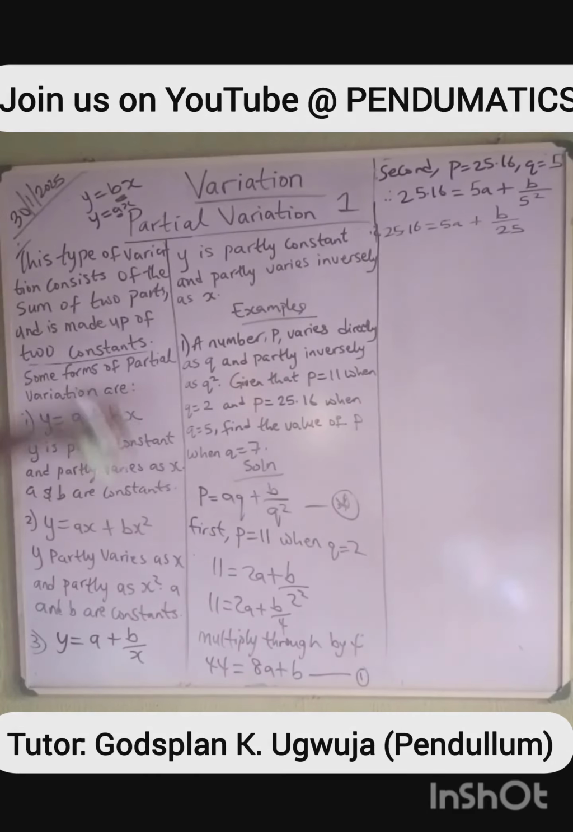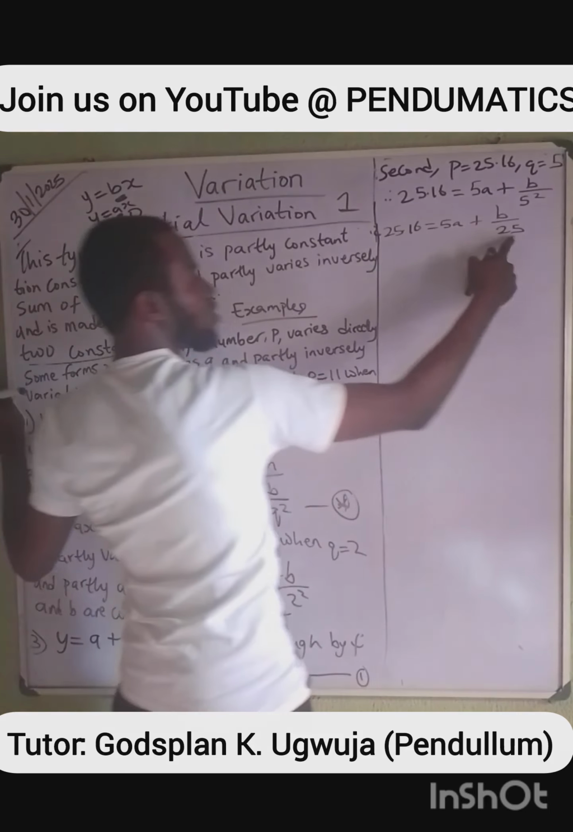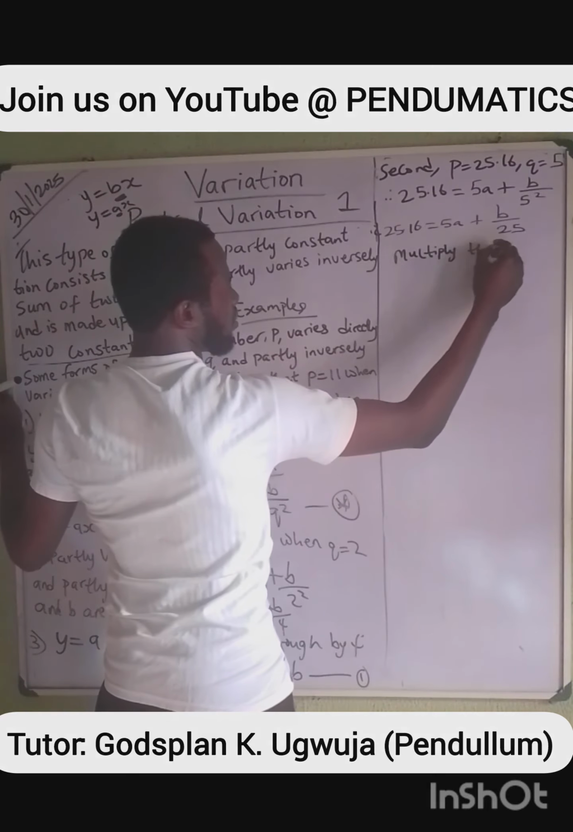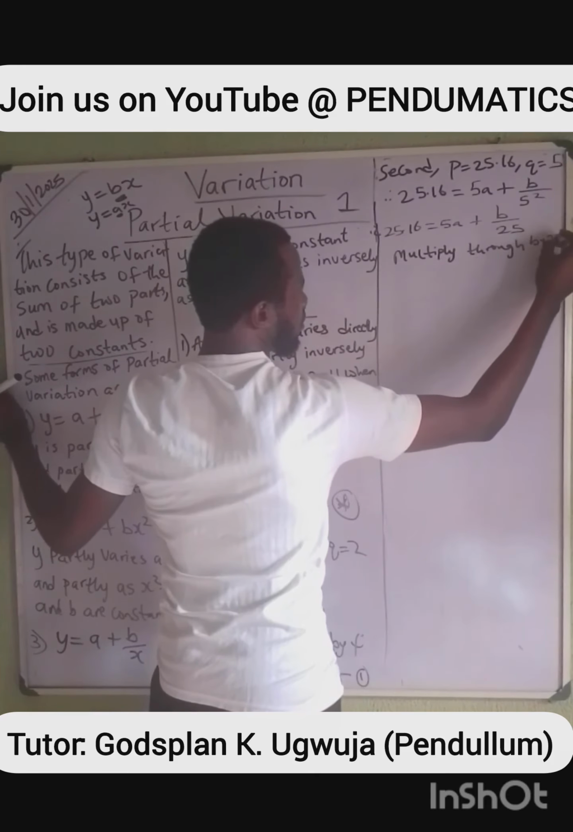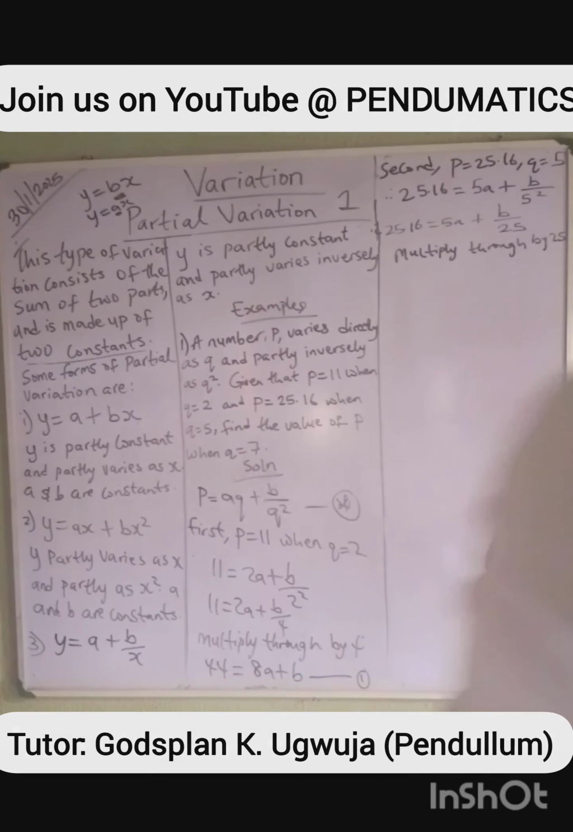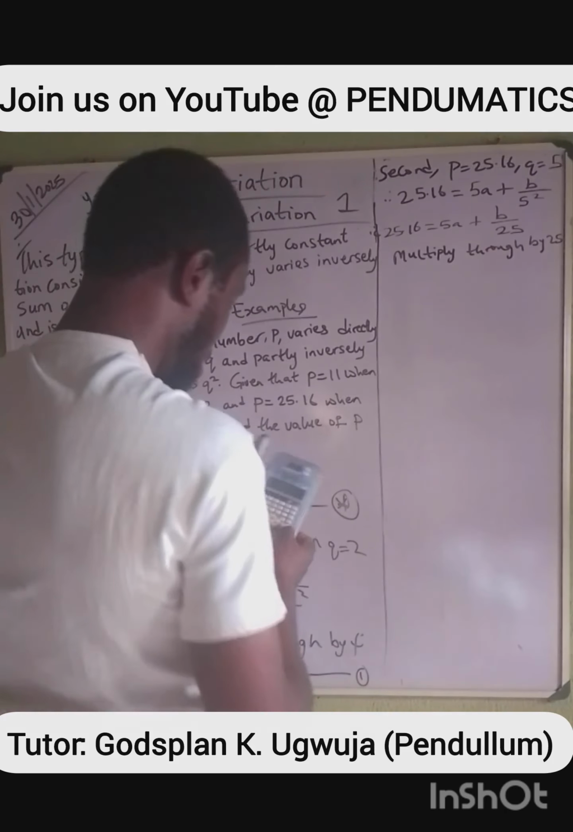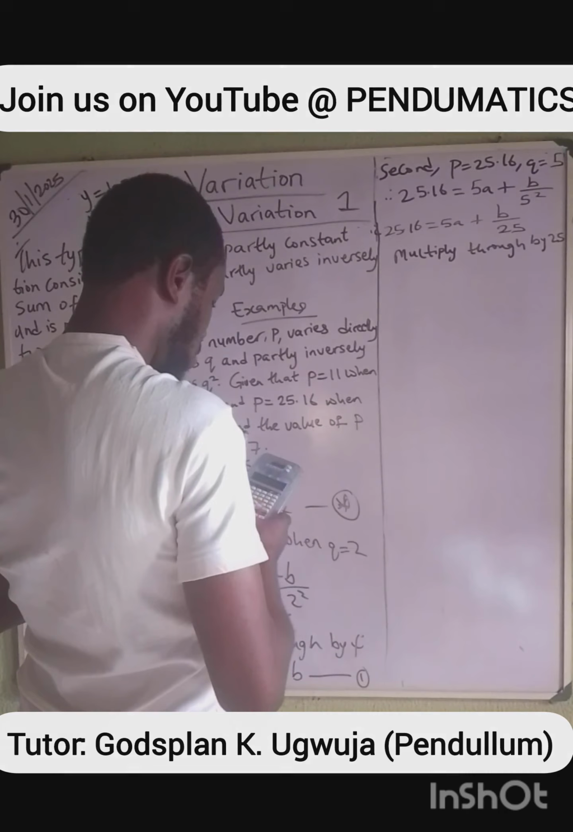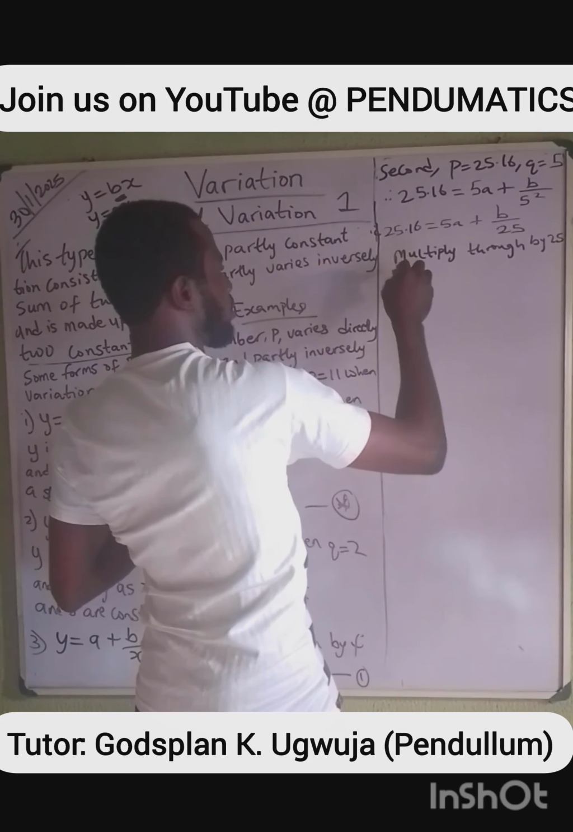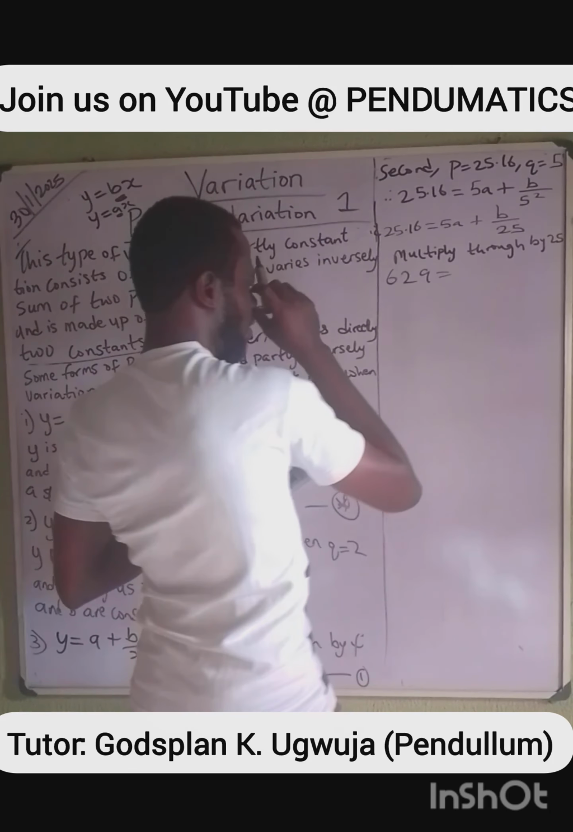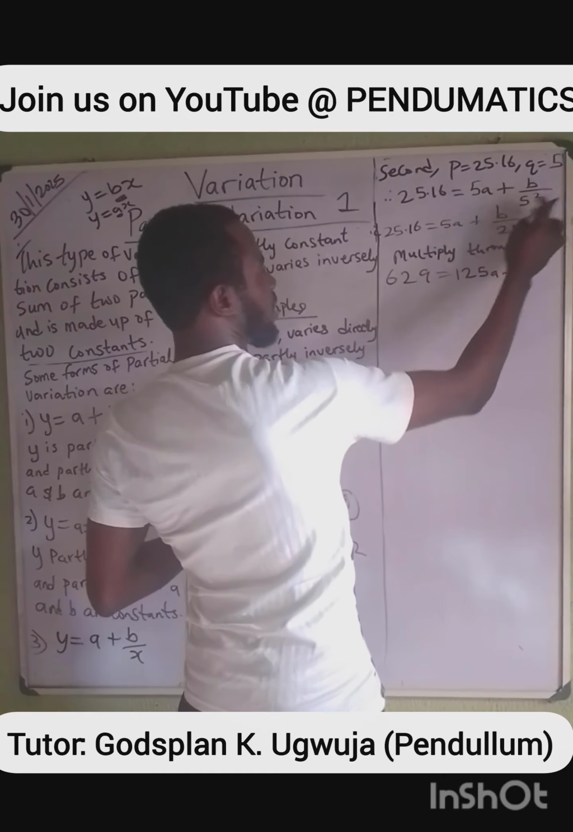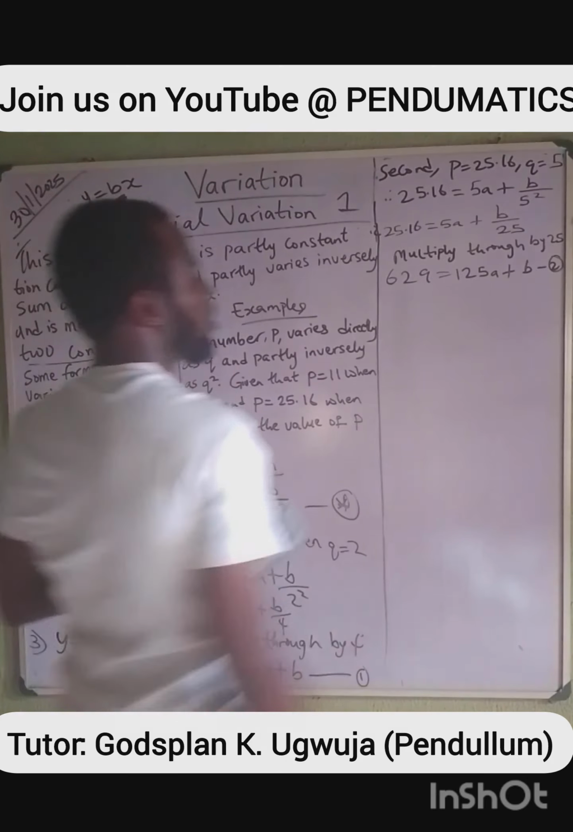Now, just like before, we want to remove this denominator 25. So we multiply through by 25. So 25.16 times 25 gives you 629, and then 5 times 25 should be 125a, plus if you multiply this by 25, 25 will cancel 25, giving 25b. I'll call this equation 2.